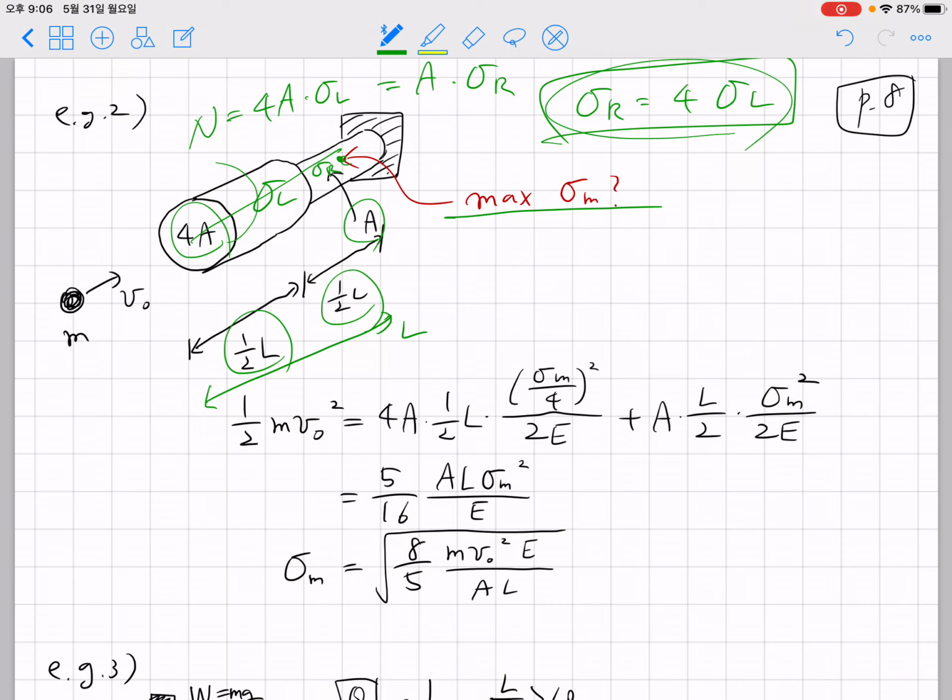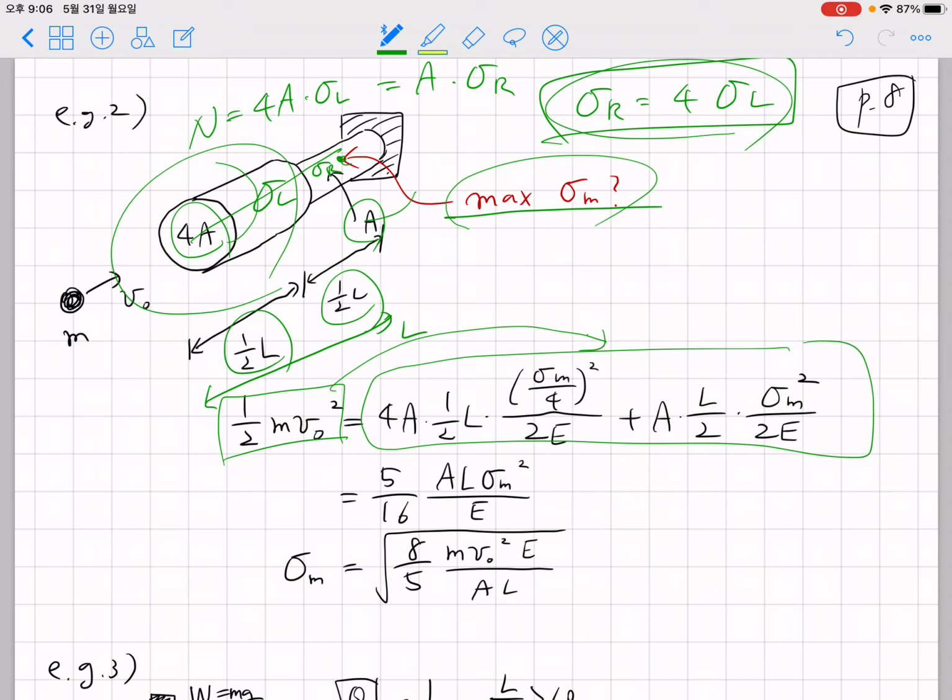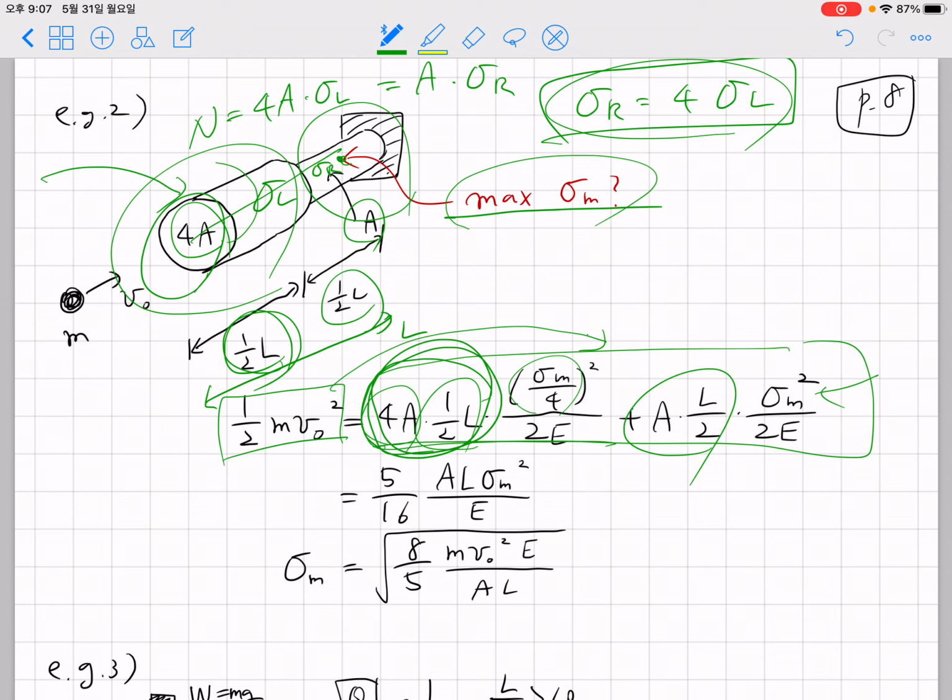memorizing this and solving the problem, the maximum stress occurs when the entire kinetic energy is converted to strain energy. So strain energy has this left part and right part. On the left part, we have 4A times half L. Half L is the length, and 4A is the cross section. This is the volume for the left region. This is the volume for the right region, and the stress is given as sigma over 4, squared, because we have to consider smaller normal stress here, and we have sigma square over 2E for the right side volume. After summing up these two terms, left side term and right side term, you have 5 over 16 times A and sigma m square over E. Then you can obtain the expression for sigma m quite easily.